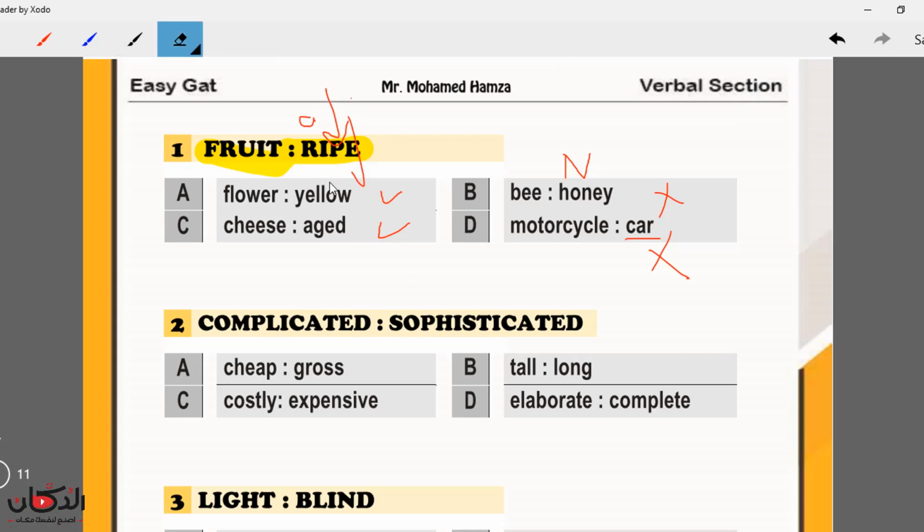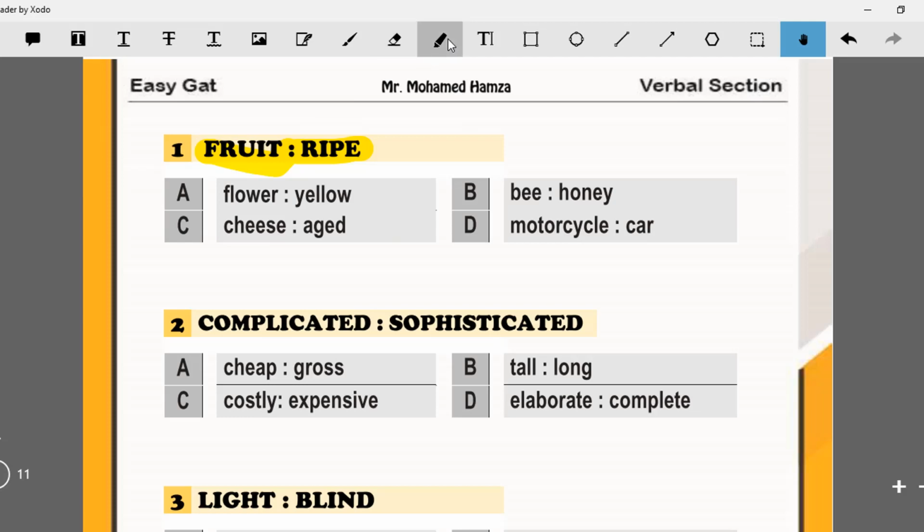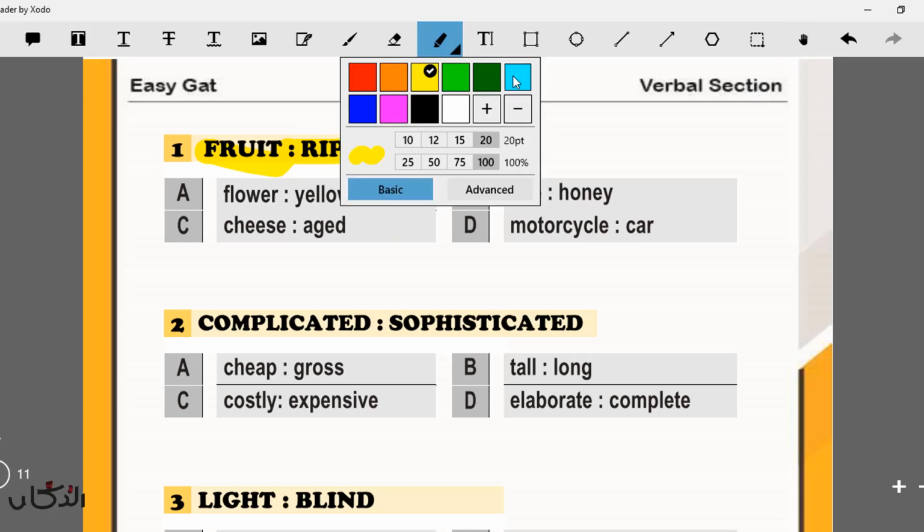So which one will we choose? This is an object and characteristic. A flower can be yellow. Yes. Cheese can be aged, meaning very old. So take care that sometimes there are similar options, similar answers, but you have to choose the nearest meaning, the closest meaning to the pair. A flower is yellow, it's correct, but which is more specific, more accurate, is cheese and aged. So the correct answer here is cheese and aged.